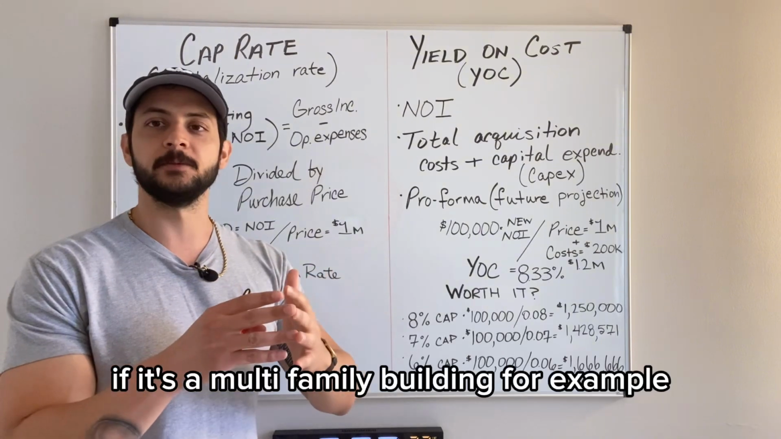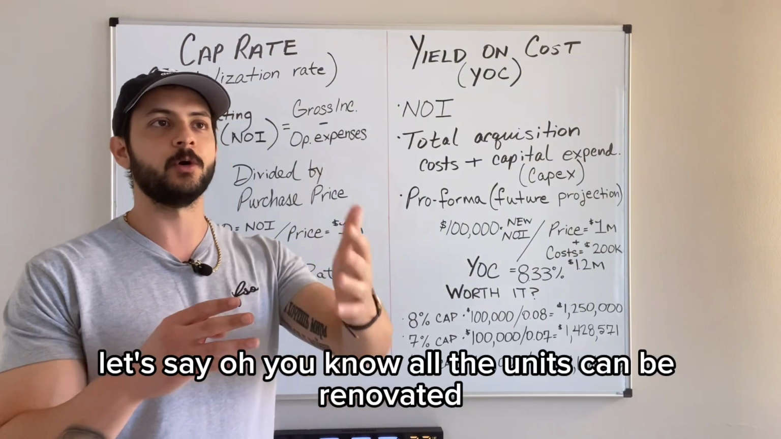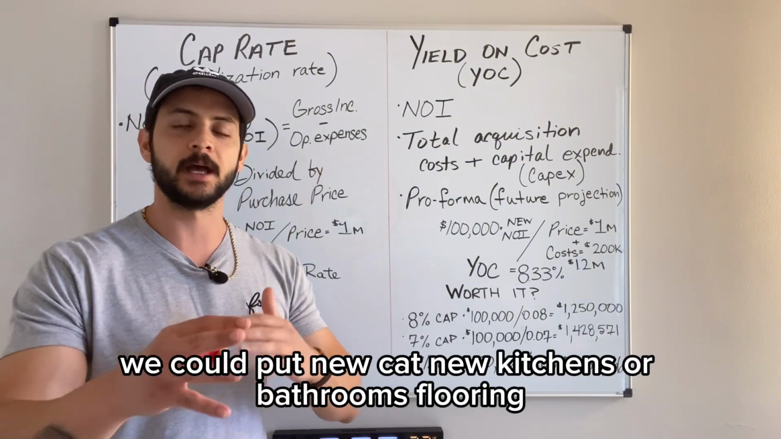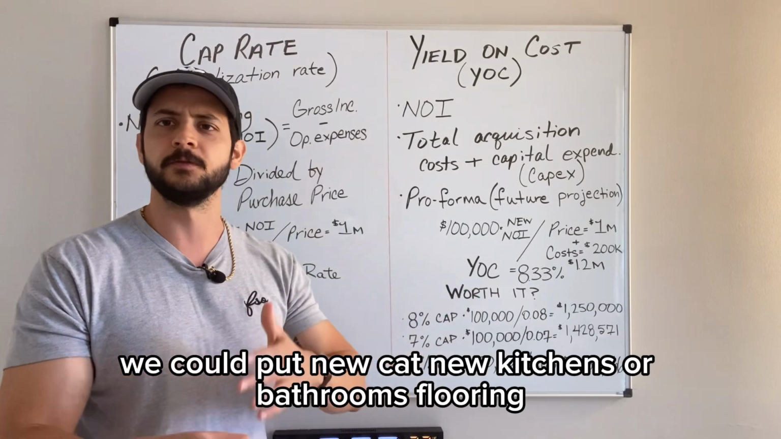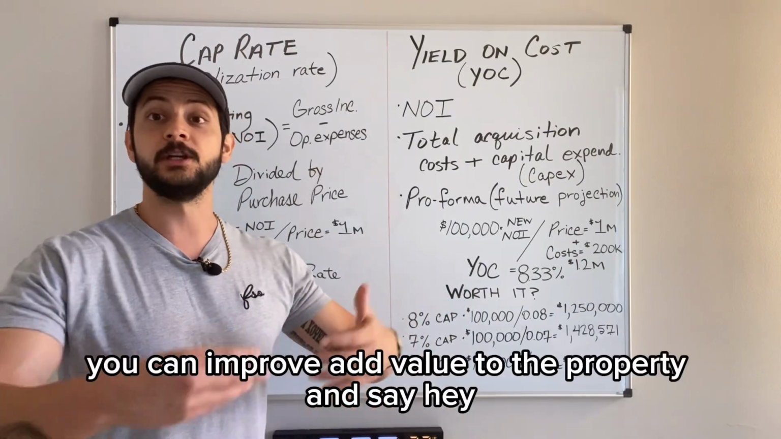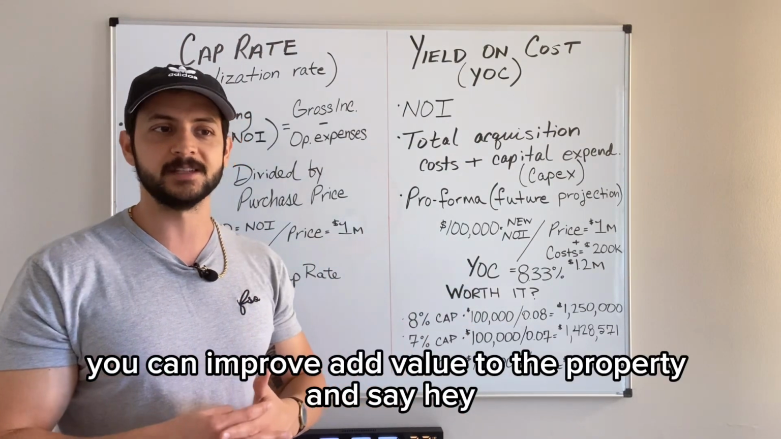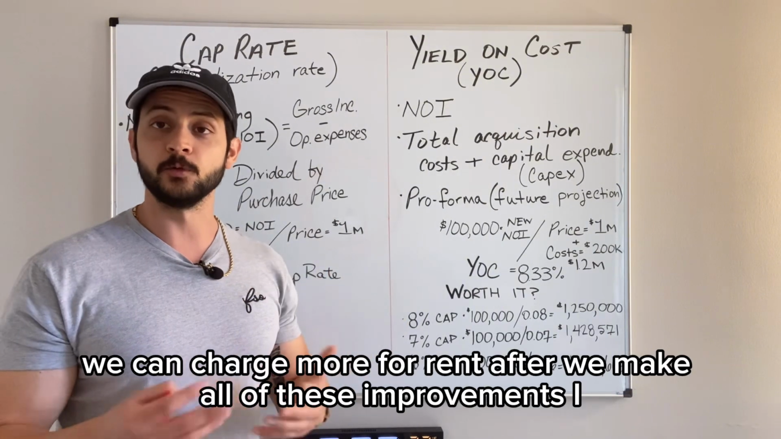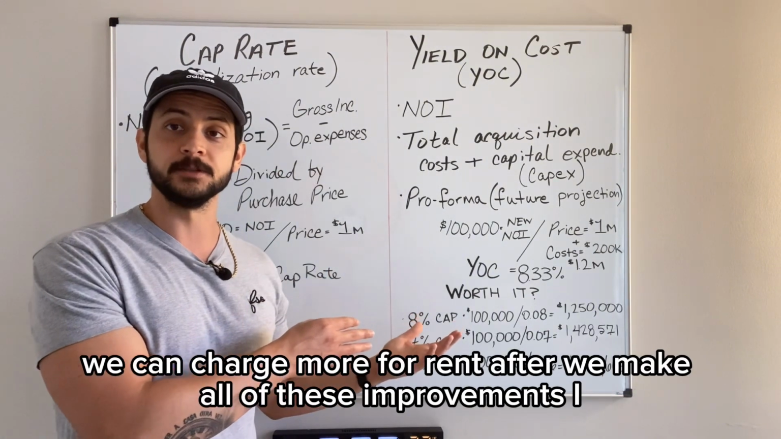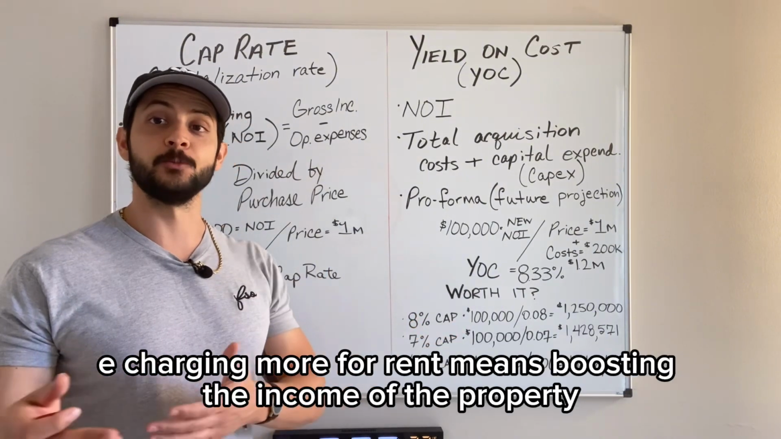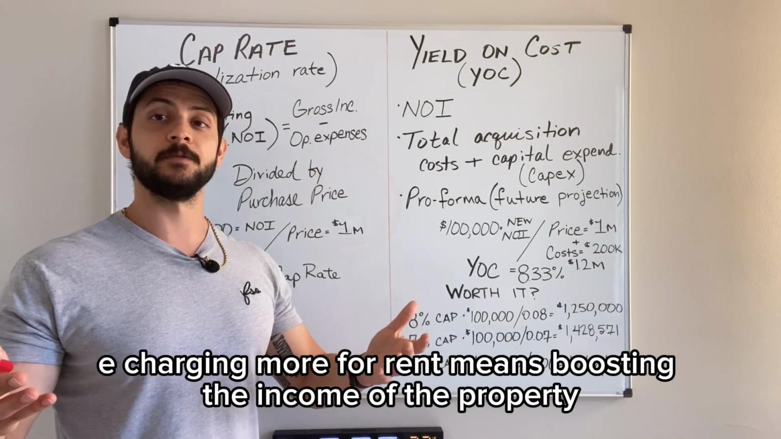and if it's a multifamily building, for example, all the units can be renovated. We could put in new kitchens, bathrooms, flooring, paint, whatever. You can improve and add value to the property, and say, hey, we can charge more for rent after we make all of these improvements, i.e. charging more for rent means boosting the income of the property.